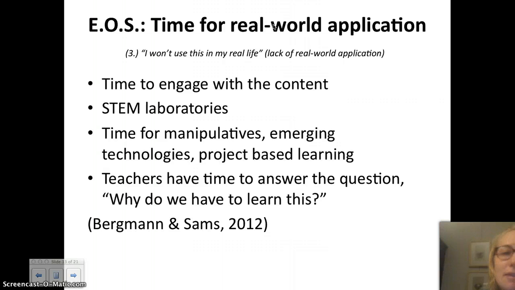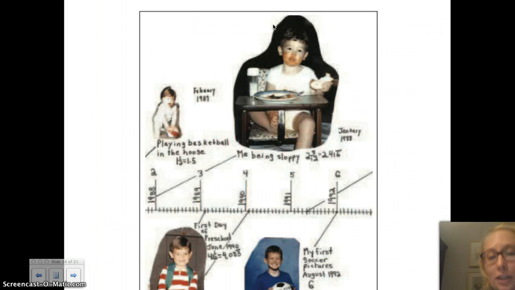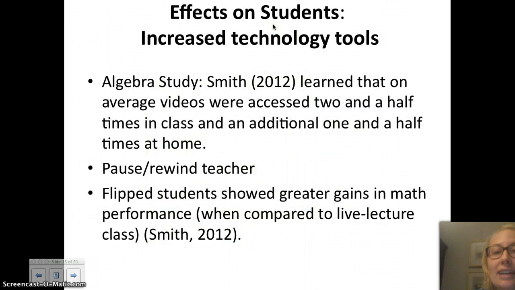The third complaint, that I'm never going to use this in my real life, is addressed through the flipped classroom because there's now time for real world application. There's time for labs, for use of manipulatives. There's time to engage with cool technologies and to do projects. You're looking now at a picture of a project that I'm actually just now doing with my students. It's a 2-week project that I've never had time to do before I flipped my classroom. So we finished our unit on rational and irrational numbers, and now students are able to make a connection between what we're studying in class and their real life by making that personal timeline.